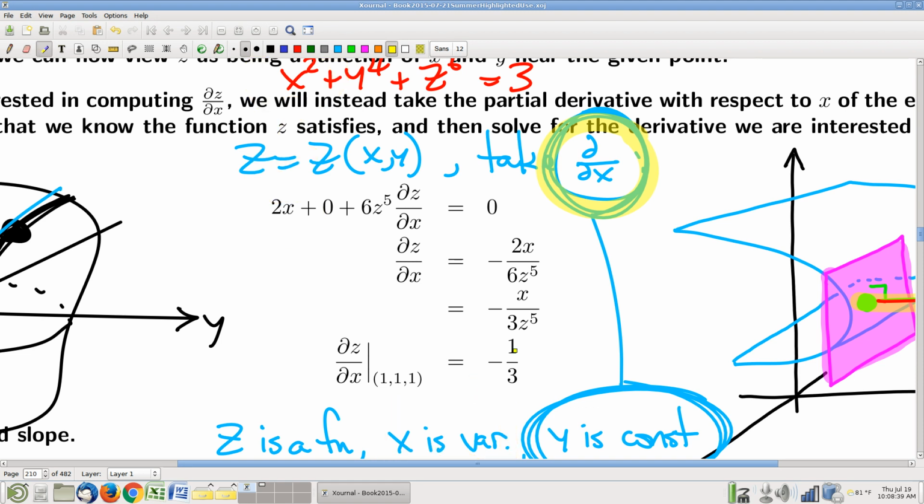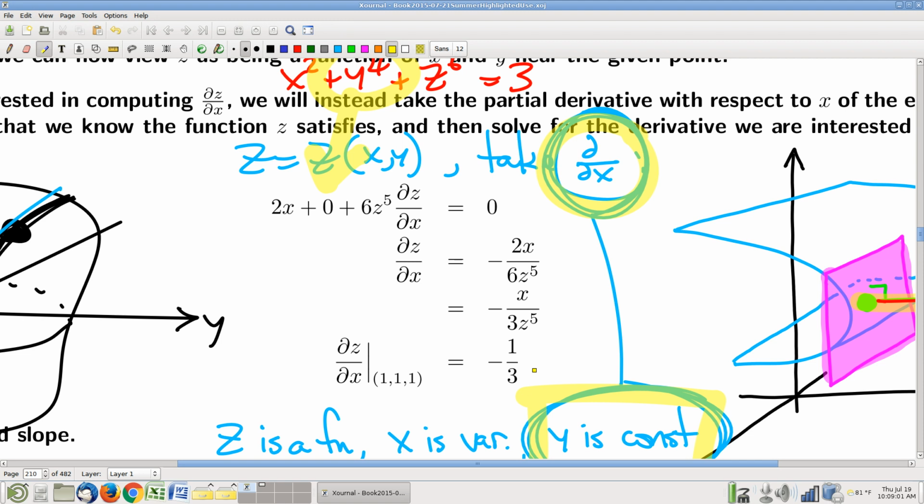Okay. Now wait a second. What is the partial of y to the 4th? Lots of students write down 4y cubed. Well, no. It's not 4y cubed. Y is a constant. We're doing a partial with respect to x here. So we treat y like a constant because it is a constant.